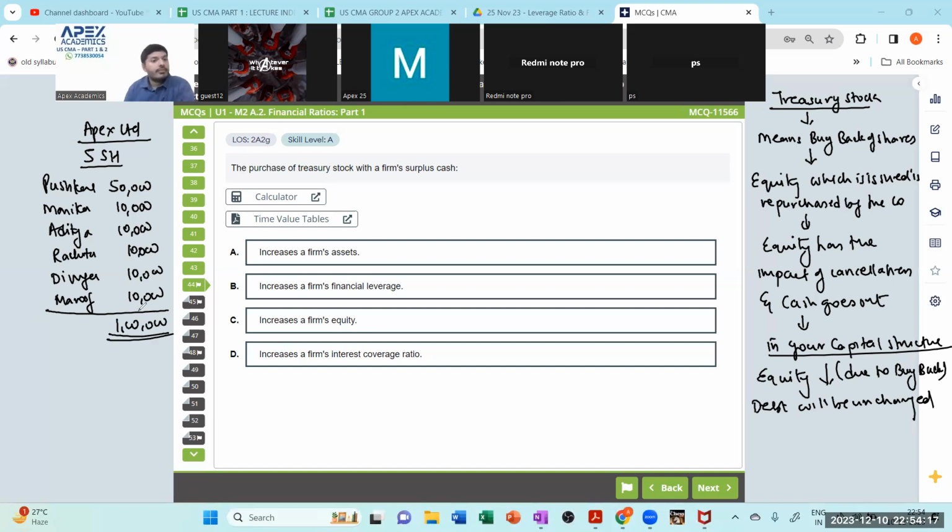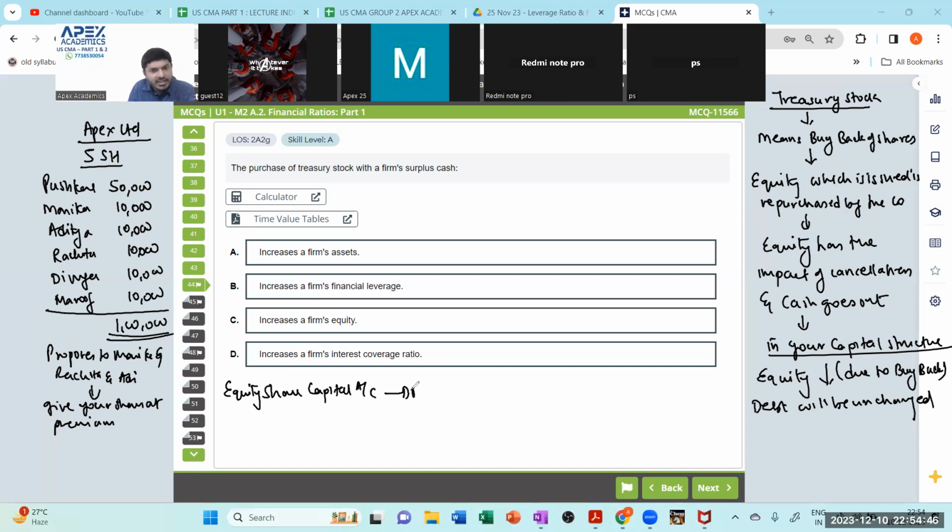Pushkar wants more control. He proposes to Monica and Rachita and Aditya: give me your shares at a premium. They say okay. Journal entry: equity share capital is cancelled. I took their shares back from them. I gave them cash. And you said it is at a premium, so I will debit premium on buyback. But I'm not confusing you by that.